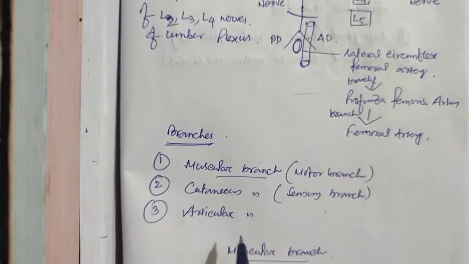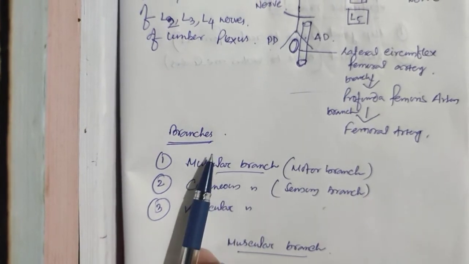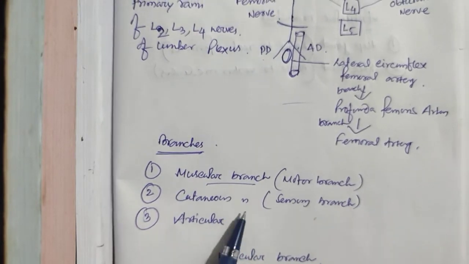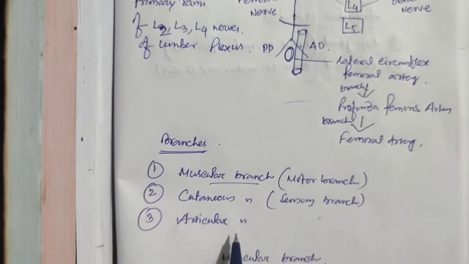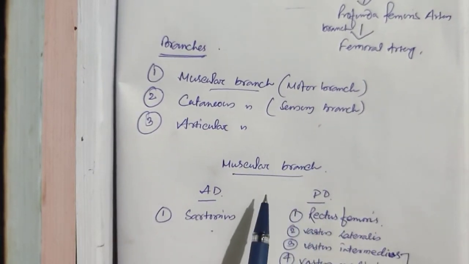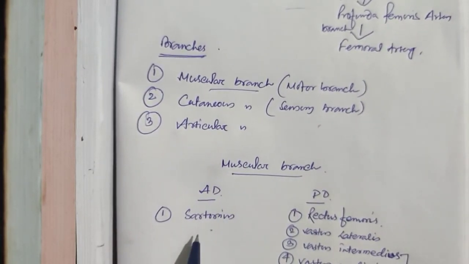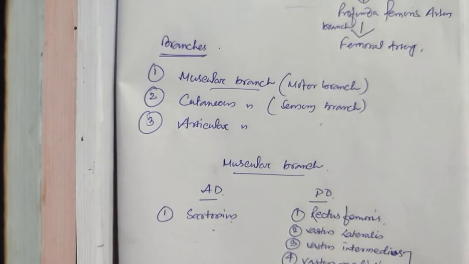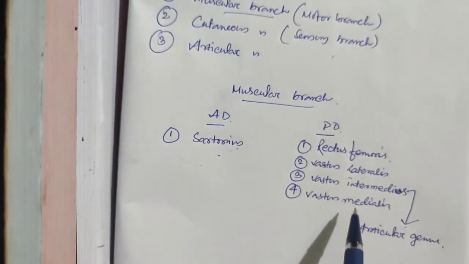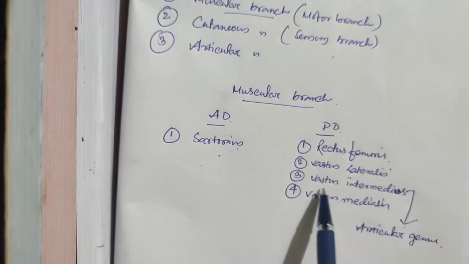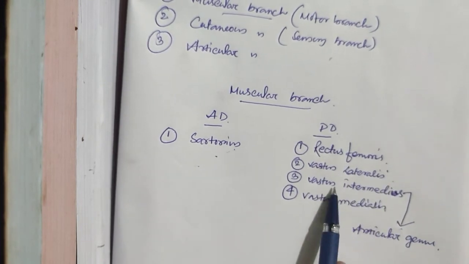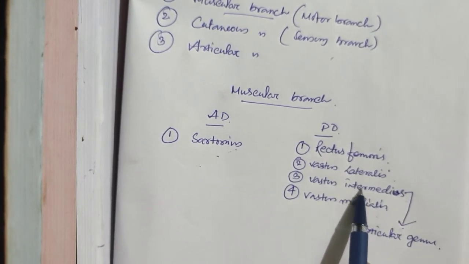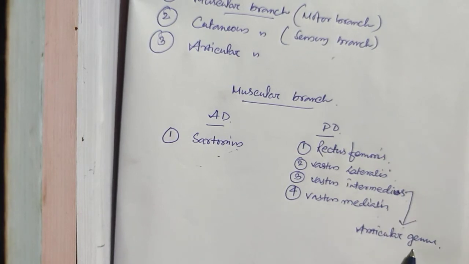And it says the branches of the femoral nerve. One is the muscular branch, also called the motor branch. Another is the cutaneous branch, also called the sensory branch. Next, the articular branch. Now, the muscular branch: the anterior division innervates the sartorius muscle. Next, the posterior division supplies the rectus femoris muscle, then vastus lateralis muscle, vastus intermedius muscle, and vastus medialis muscle. And a branch from the vastus intermedius muscle supplies the articularis genu muscle.